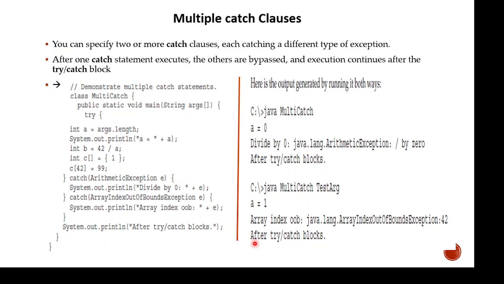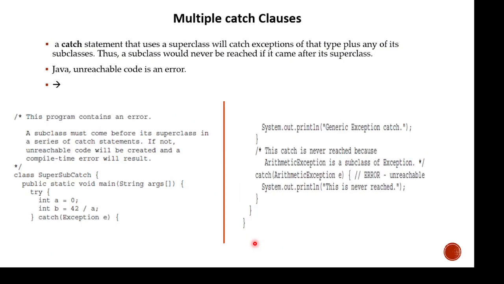Okay. So this is how your multiple catch clauses will work. Now see here. Whenever a catch statement uses a superclass, it will catch the exceptions of that type plus any of its subclasses. That means if there is a superclass and a subclass, the catch will also be catching the errors of that subclass. So a subclass would never be reached if it came after its superclass. Therefore, unreachable code in Java is also an error.